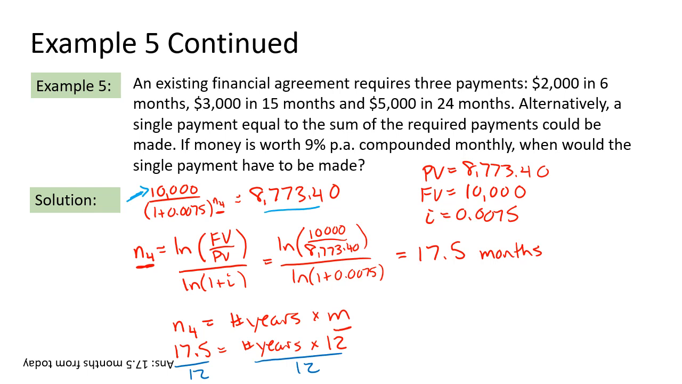And if you do that, these 12s cancel, and you're left with your number of years equal to 1.46. It all depends on what I ask in the question. I didn't ask you for it to be in a certain amount of days or months or years. So you could have left it as 17.5 months, which is what I have in the solution, or you can take it a step further and follow the same steps to get our answer in years, just like we have in the past. All right?